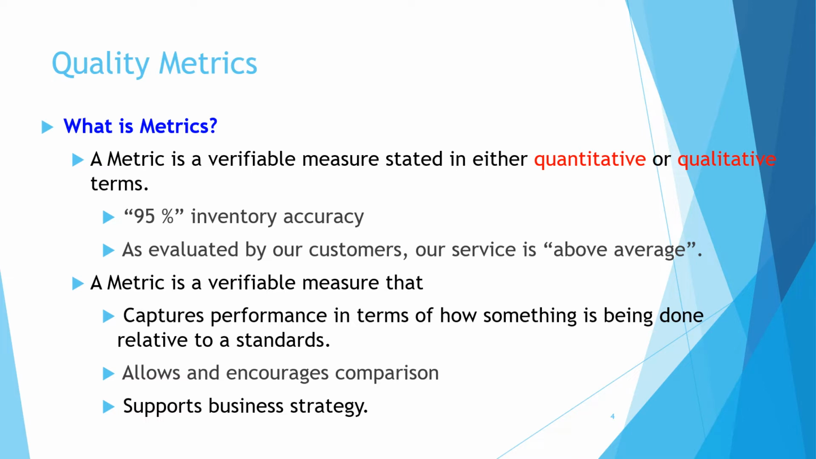What is quality metrics? It's a verifiable measure stated in either quantitative or qualitative terms. Quantitative means by numbers, qualitative means by properties. In another definition, a metric is a verifiable measure that captures performance in terms of how something is being done relative to standards, allows and encourages comparison. It supports business strategy.